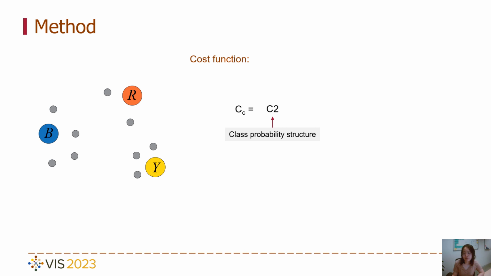While the placement of class landmarks only affects class probability structure, we define cost function for class landmarks as C2. Throughout the optimization process, each class landmark can be understood as receiving force from all the data points. In our implementation, the minimization of cost functions is achieved by gradient descent, which you can find more details in our paper.